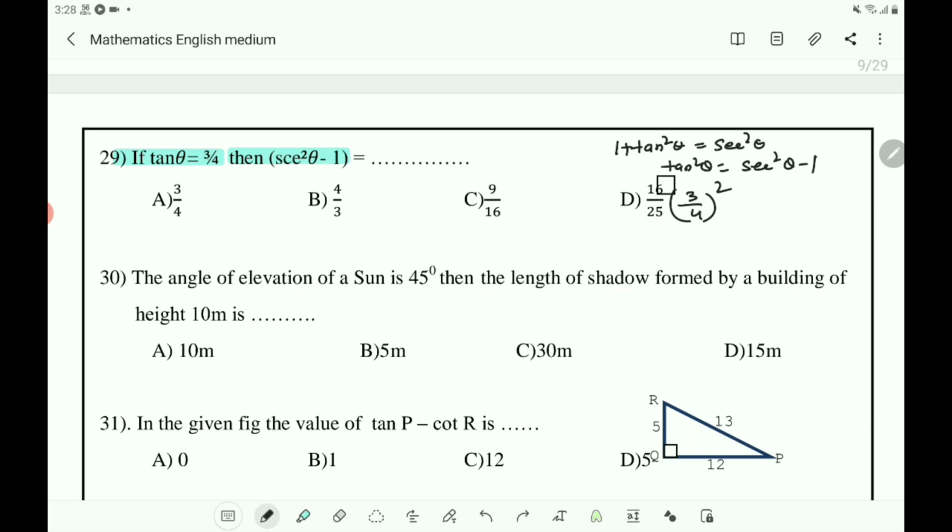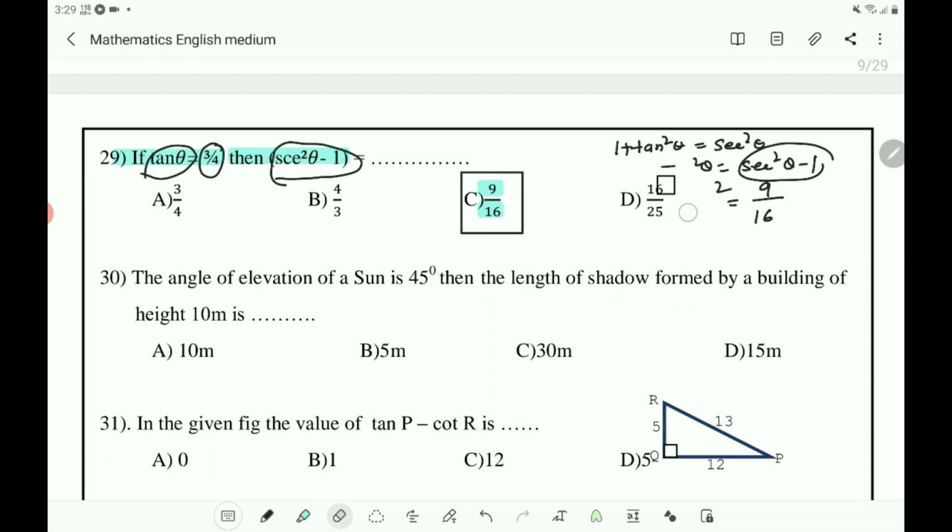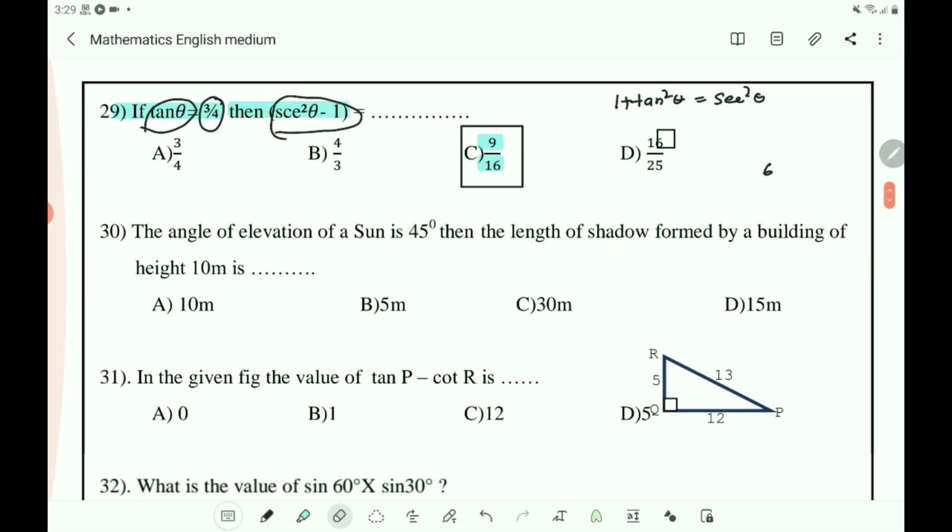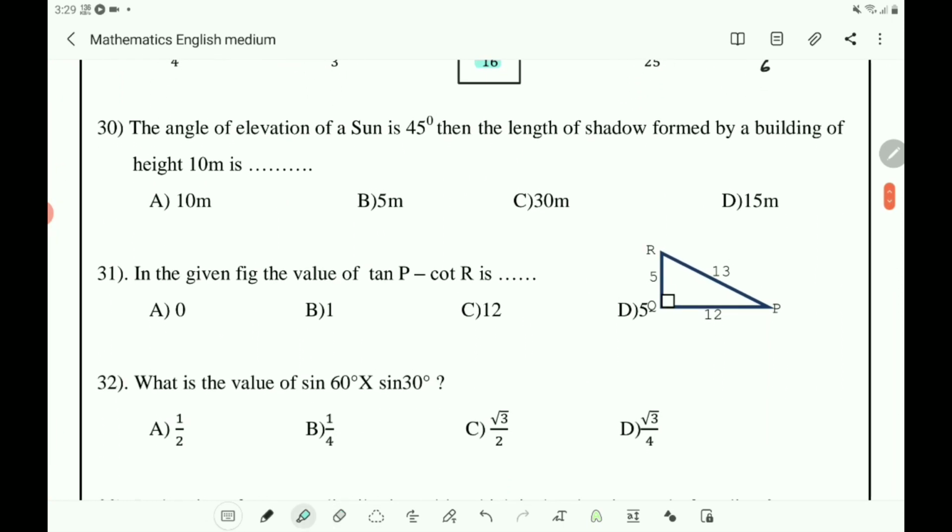Tan square theta means 3 by 4 whole square, that is 3 square is 9, 4 square is 16, so 9 by 16. Secant square theta minus 1 is nothing but tan square theta, that is the square of 3 by 4, which is 9 by 16. So what is the answer? Option C is the answer. Note it down. Then you take question number 30.